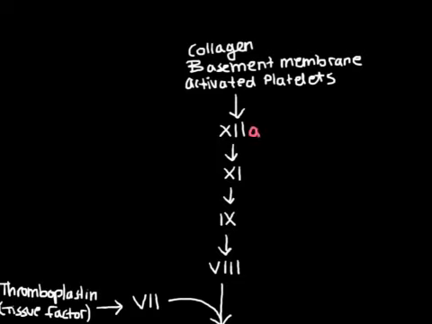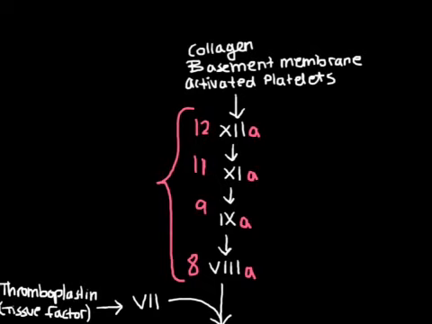turn activates factor 11, turning that into factor 11A, and again that activates factor 9 into factor 9A, and then finally factor 8 into factor 8A. This sequence is easily remembered if you simply think of it as 12, 11, 9, 8. So counting down from 12, but skipping 10. So all of this is known as the intrinsic coagulation pathway.